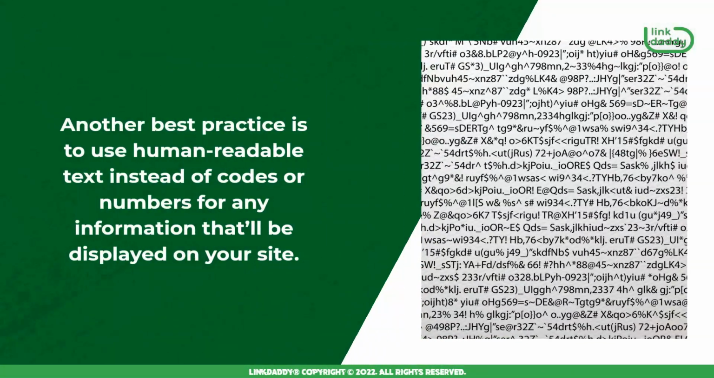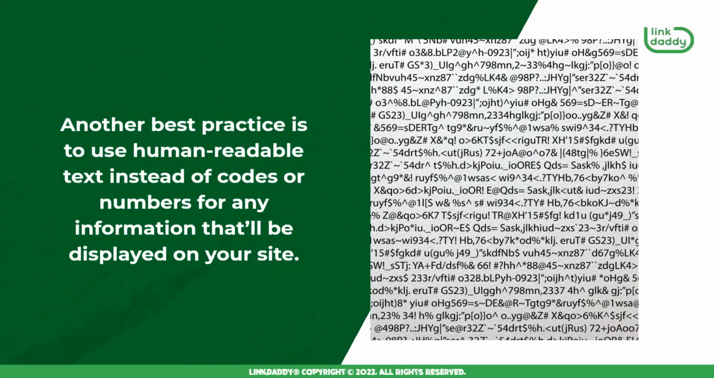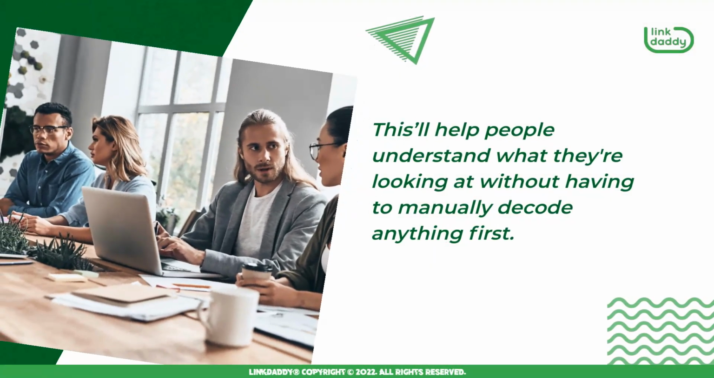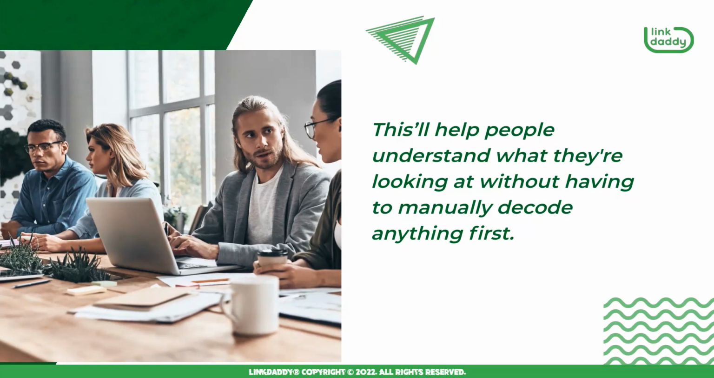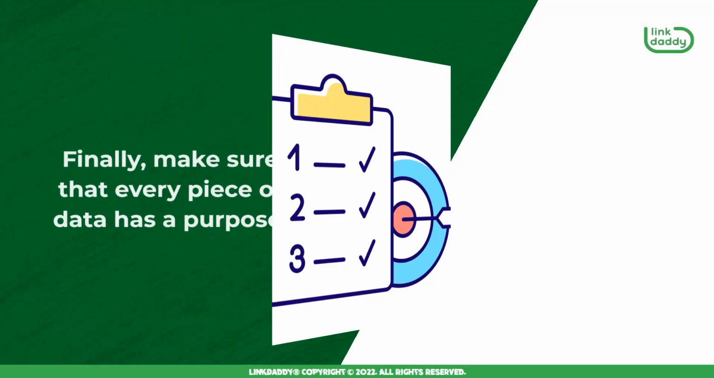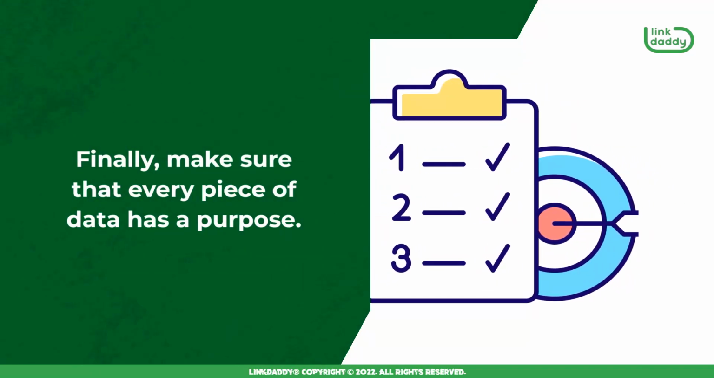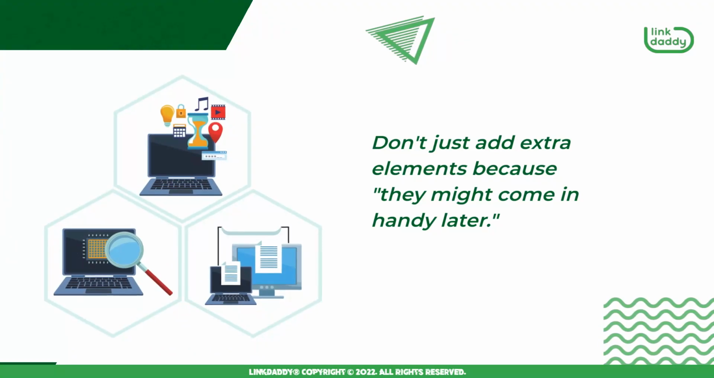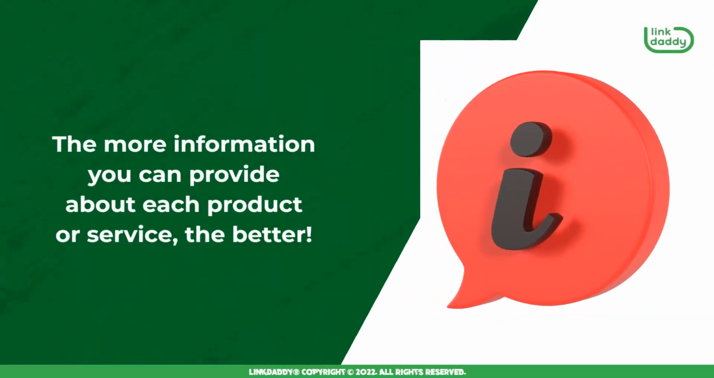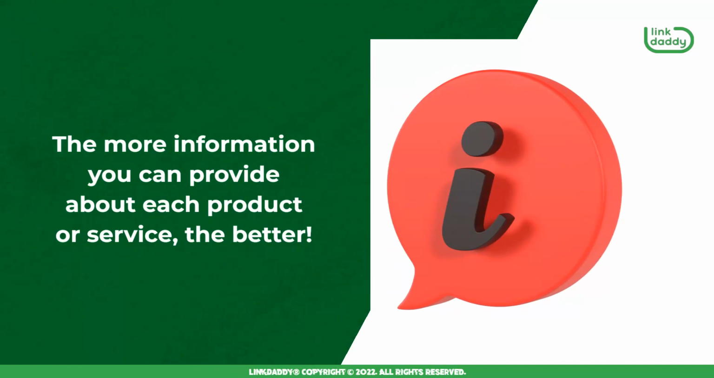Another best practice is to use human-readable text instead of codes or numbers for any information that'll be displayed on your site. This'll help people understand what they're looking at without having to manually decode anything first. Finally, make sure that every piece of data has a purpose. Don't just add extra elements because they might come in handy later. The more information you can provide about each product or service, the better.